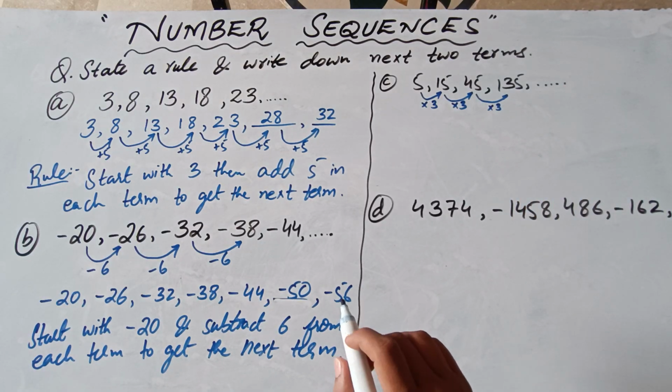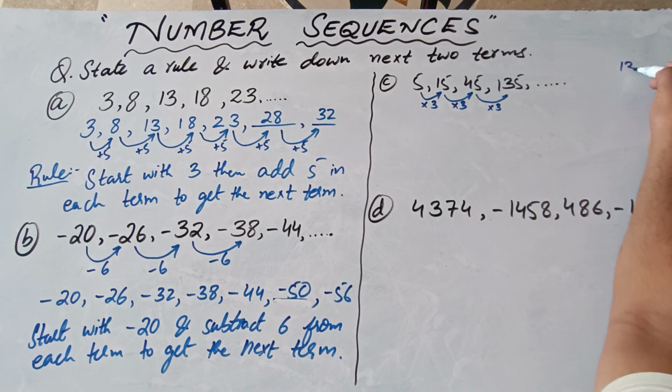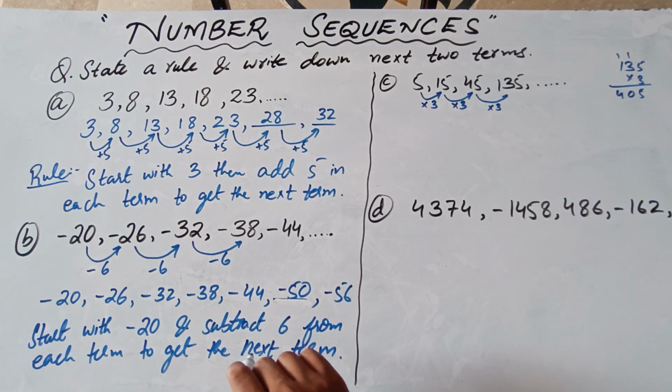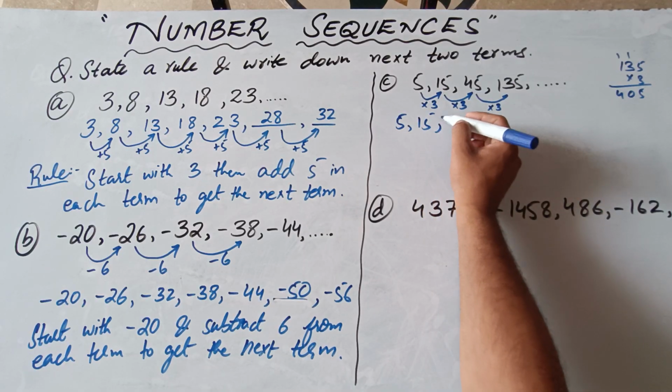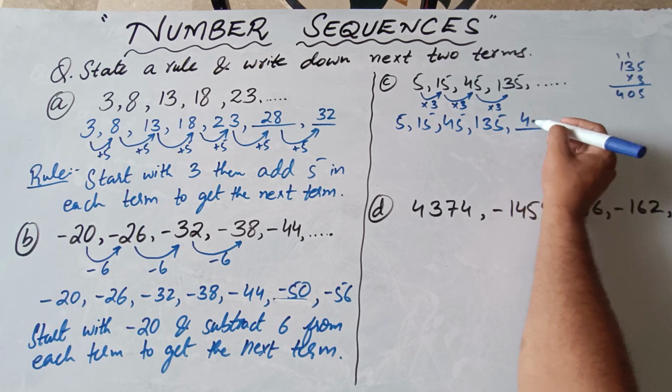Now what comes next? To get the next term we will multiply 135 by 3. So 5 3s are 15, 3 3s are 9, plus 1 is 10, 3 1s are 3, plus 1 is 4: 405. So the next term would be 405. How to write down the next term? We will write all these terms as they are, and now we will write 405.